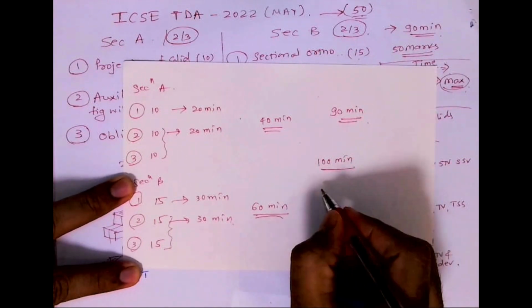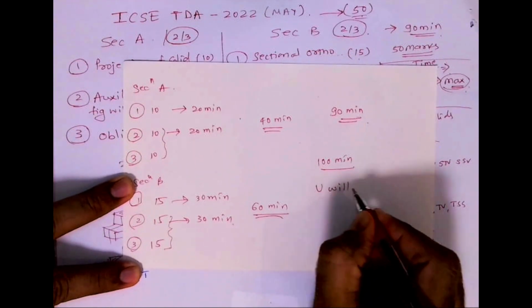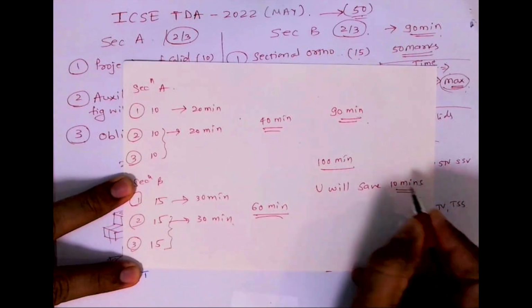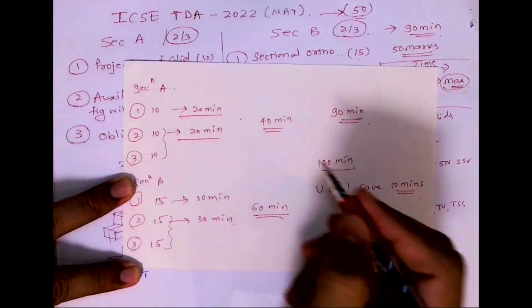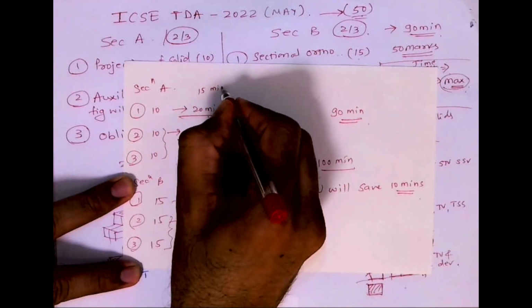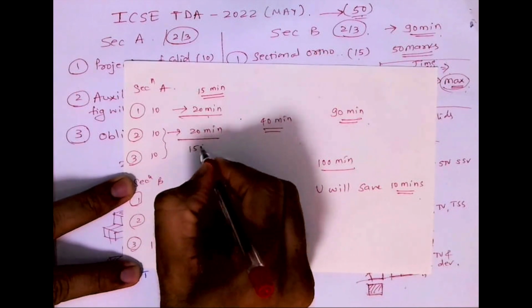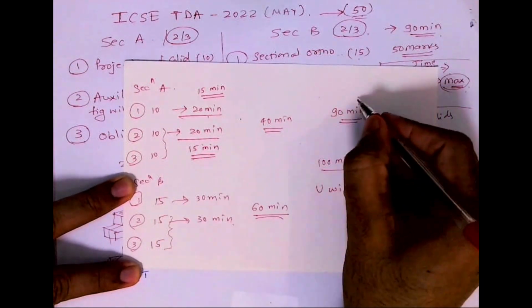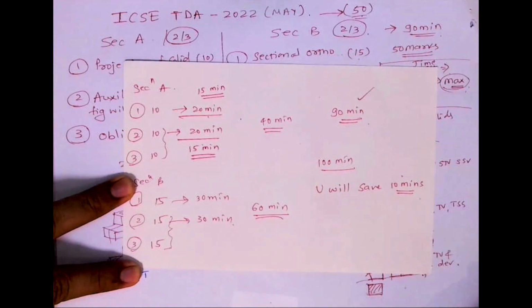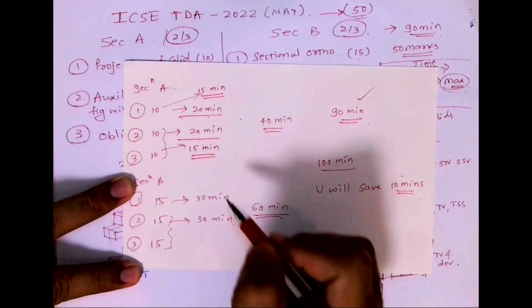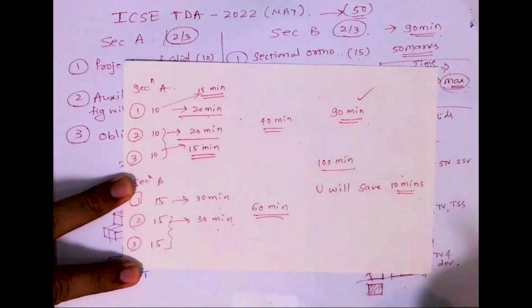So if you can try, you will save 10 minutes in section A. How? Instead of attempting each in 20 minutes, you try and attempt it in 15 minutes. So you'll be able to save 10 minutes like this. Then it will be a proper 90 minutes. This is just my assumption. I'm assuming that you can attempt a section A question in less than 20 minutes, and then for section B you can give 30 minutes.